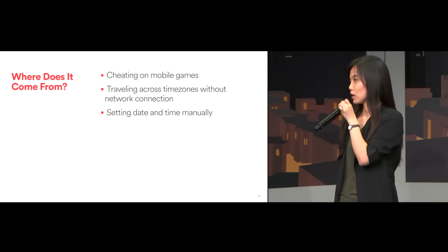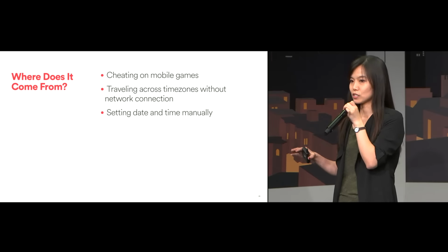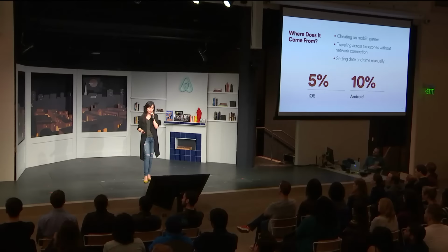And if you are a mobile engineer, you will know that iOS and Android provide APIs that give you the current timestamp, which is actually just the system wall time. So based on our data, around 5% of iOS and 10% of Android devices have a time skew big enough to affect our experimentation metrics results.